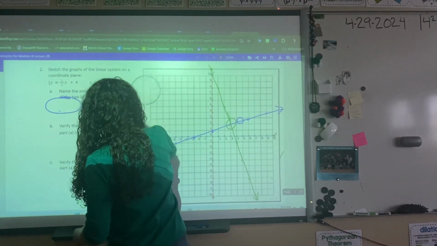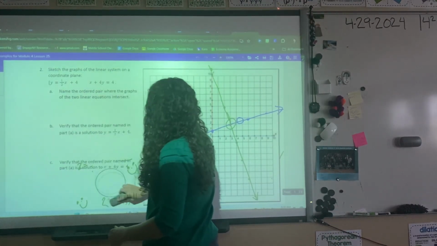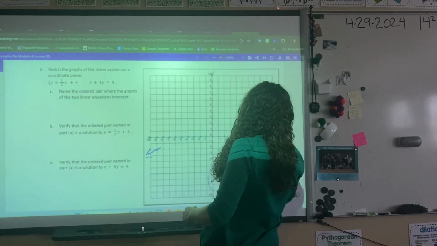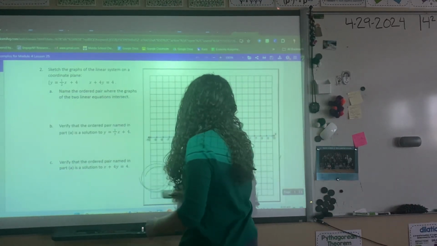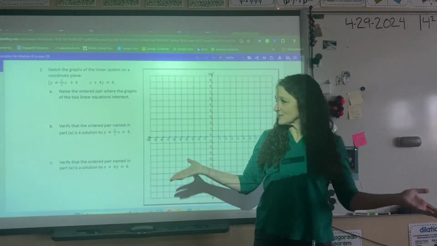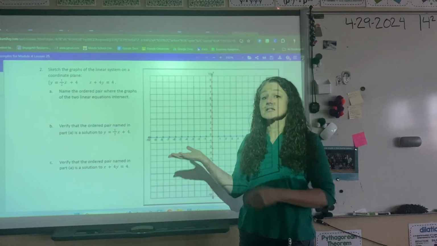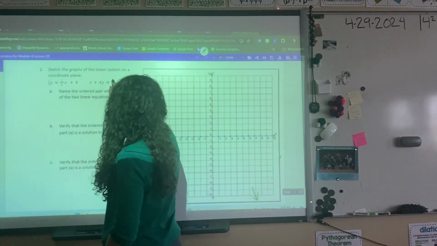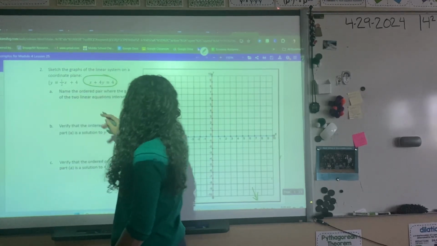So I feel like I forgot how to do this. But we're going to do another one. If you don't remember how to graph, then that is a problem. Now the last one, they were both in slope-intercept form, but on this one they are not both in slope-intercept form. So I'm actually going to start by putting this one into slope-intercept form.